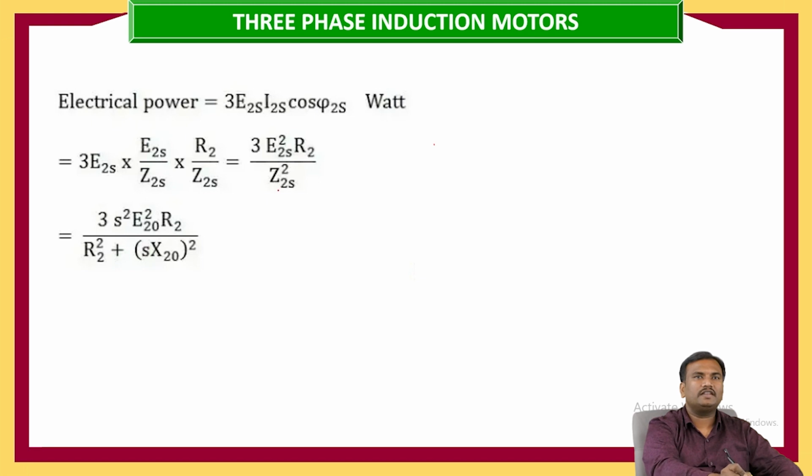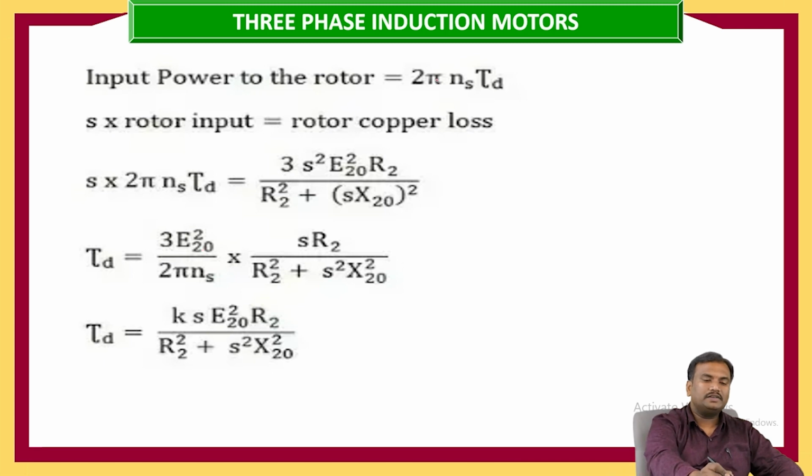Here Z2s is nothing but the square root of R2 square plus S X2 whole square. So we get 3 into S square into E2 square into R2 by R2 square plus S X2 whole square. This is the electrical power which is developed, where power input to the rotor is equal to 2 pi ns into Td.